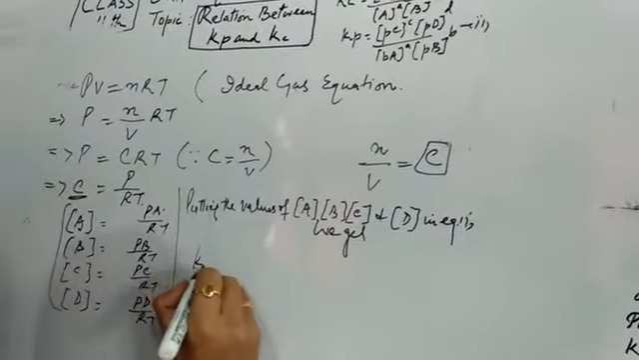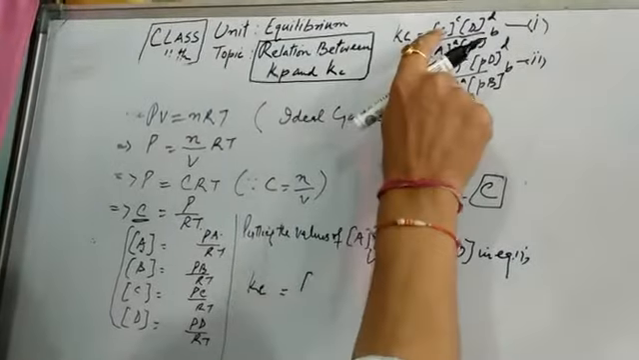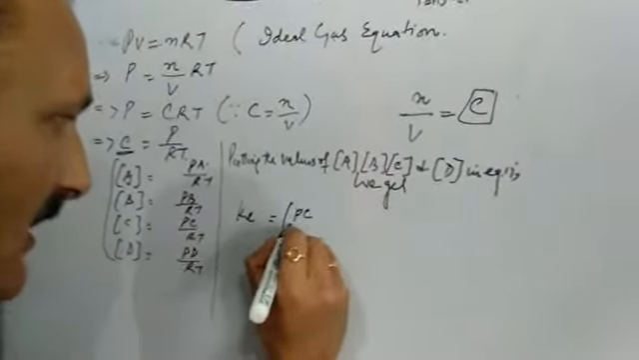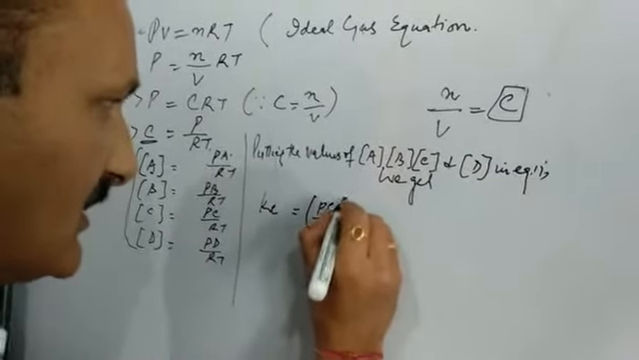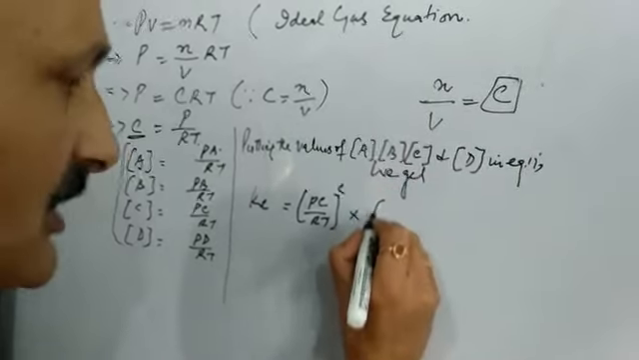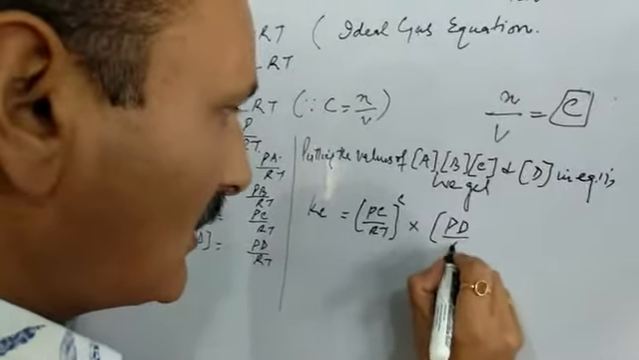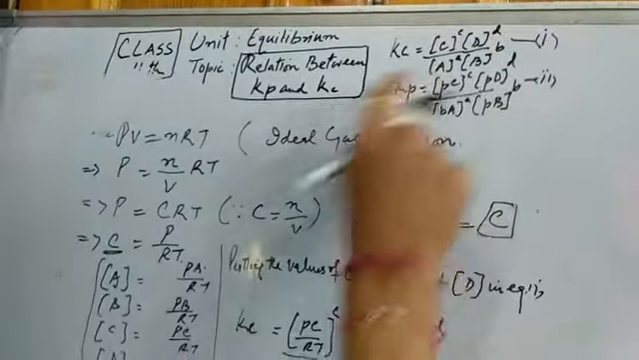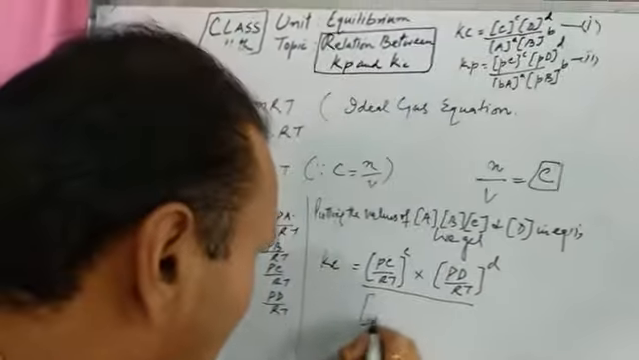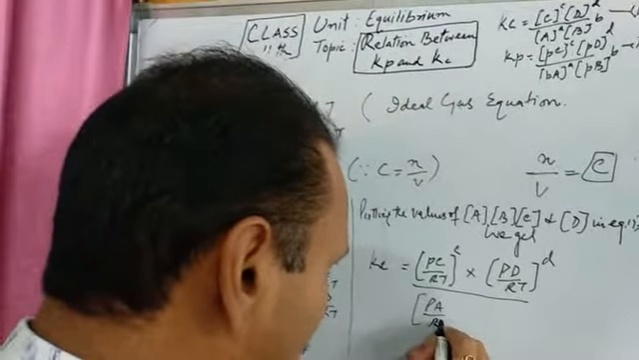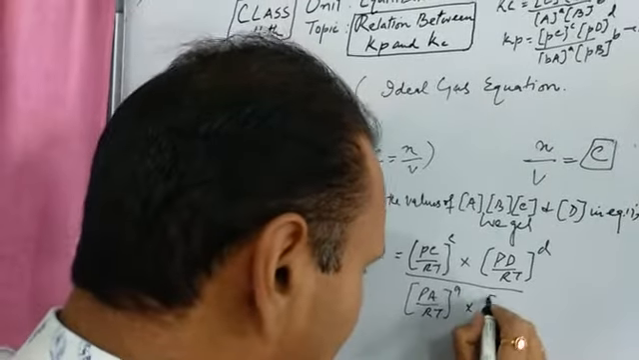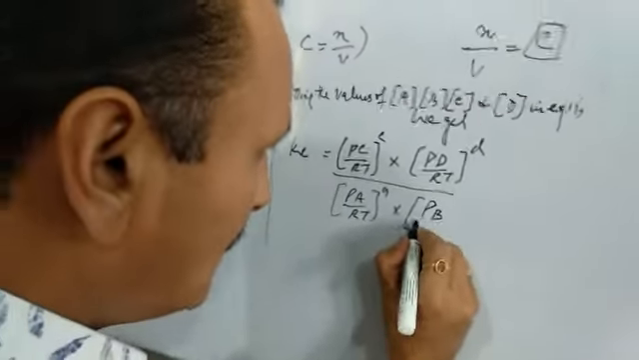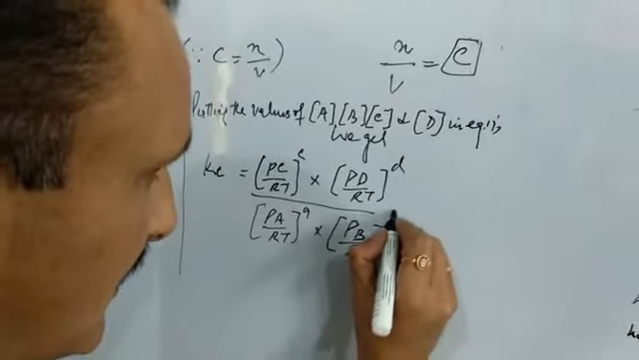So what we will get? We will get Kc equal to, now this is C. For C we will apply this rule, that is molar concentration of C is Pc by RT raised to power small c, into molar concentration of D, it will be equal to PD upon RT raised to power small d, upon molar concentration of A, that is PA upon RT raised to power small a, and multiplied by molar concentration of B. For B we will get PB upon RT raised to power small b.